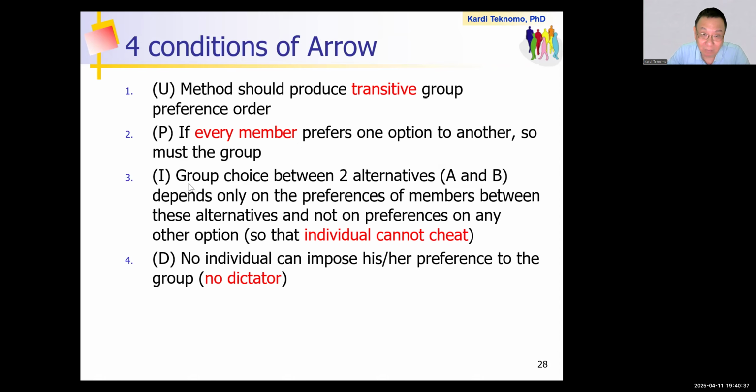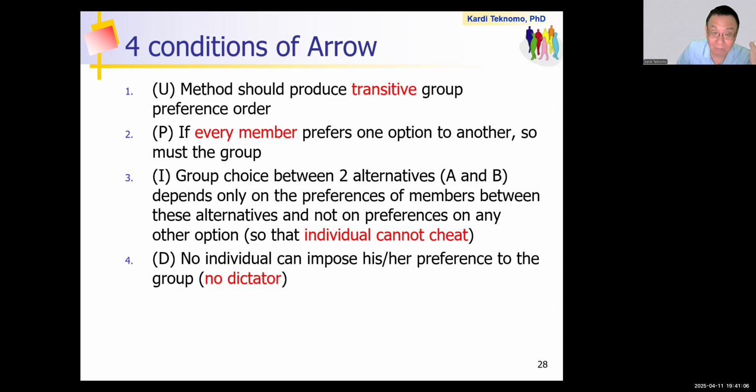So the third condition is that group choice between two alternatives, A and B, depends only on the preference of members between these alternatives. It does not depend on the preference for any other option. That means an individual cannot cheat. So the earlier example of cheating is not allowed.